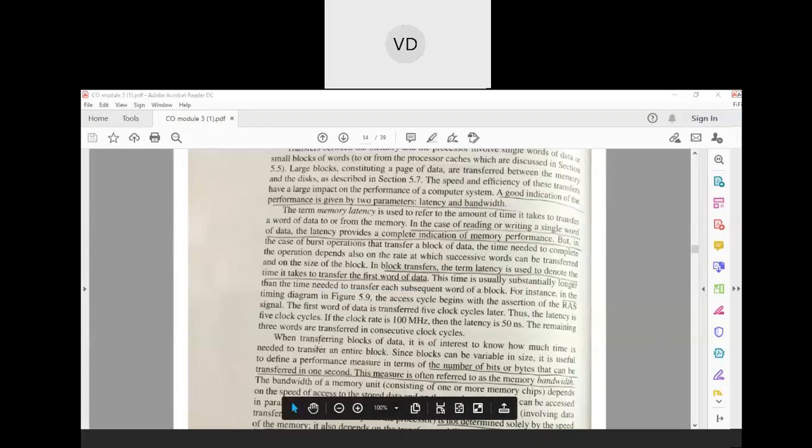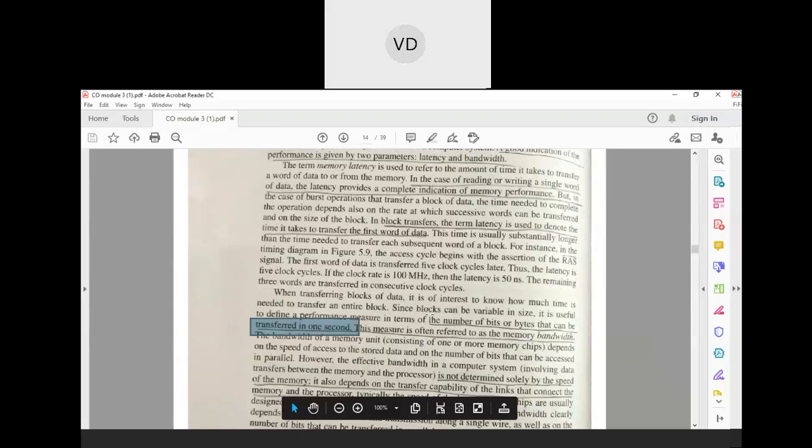Then next, about the bandwidth. What is bandwidth? Bandwidth is the number of bits or bytes that can be transferred in one single second. That is called the bandwidth. The number of bytes or bits that can be transferred in 1 second is called the bandwidth of the data.